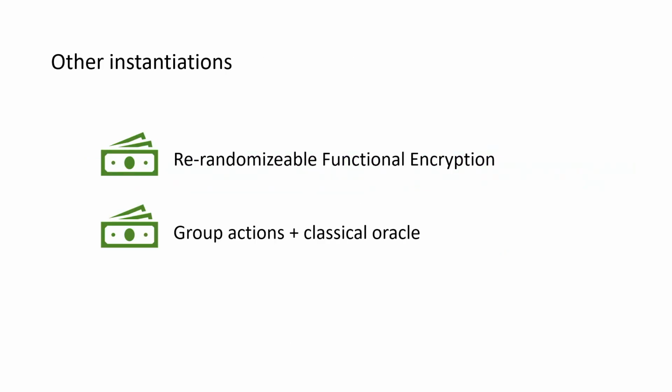So finally, the paper also discusses two other instantiations of the framework. The first from re-randomizable functional encryption, and the second from group actions taken with a classical oracle. Unfortunately, due to time, we don't have time to discuss them, but I urge you to see the paper for more details of these other constructions. Thank you.